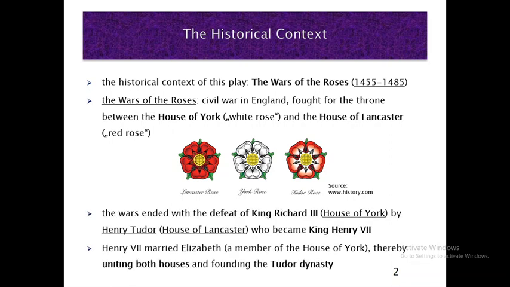And the wars ended with the defeat of King Richard III from the House of York by Henry Tudor from the House of Lancaster, and this Henry Tudor became King Henry VII, and this is basically the plot and the action of the play that I'm going to discuss today. And Henry VII married Elizabeth, a member of the House of York, and he thereby united both houses and founded the Tudor dynasty, something that will become important later in this video lecture.